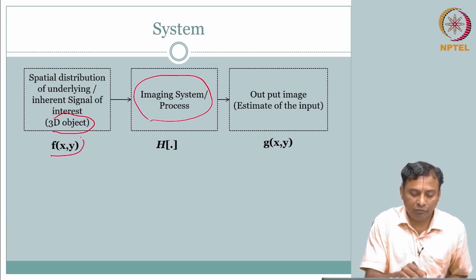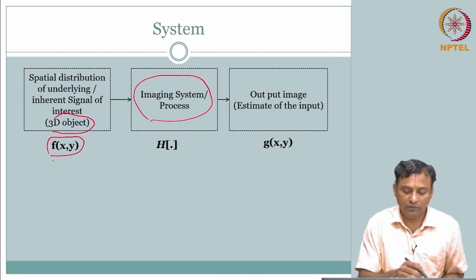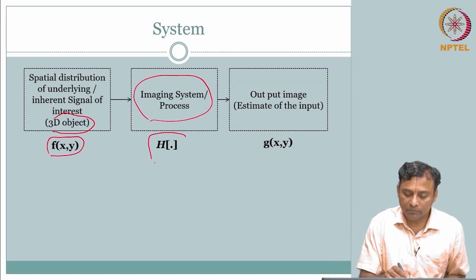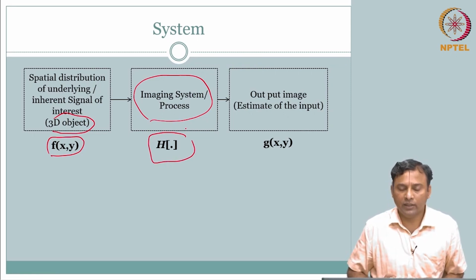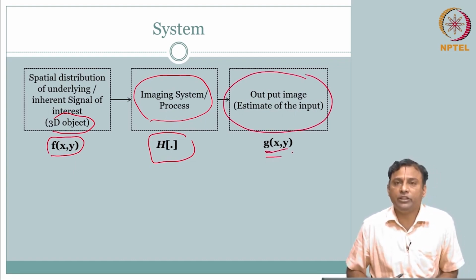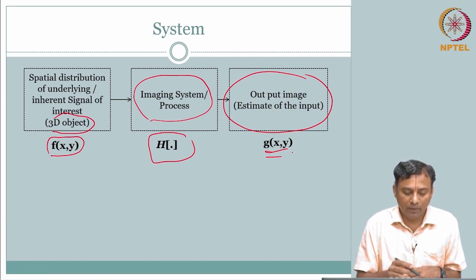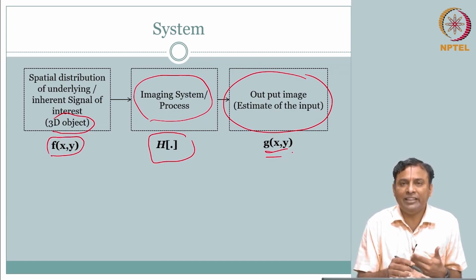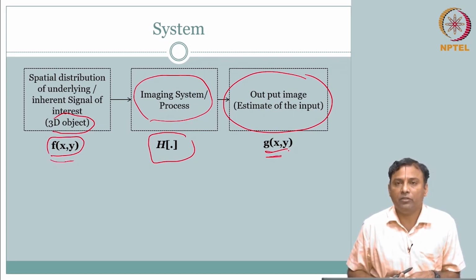So, we will denote f of x y as the underlying input spatial distribution function, and your system is going to be represented by h, which is very typical. You would have seen this in typical 1D signals and systems, and then the output image is going to be represented by g of x y. I will try to be as clear as possible as we go forward, but the general intention is to use f of x y for input and g of x y for output.